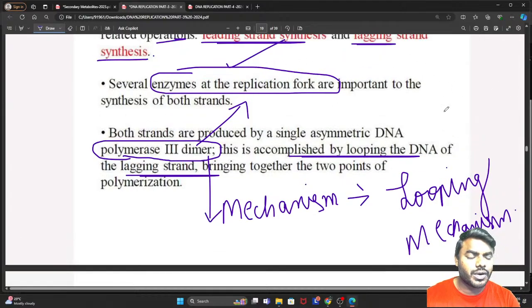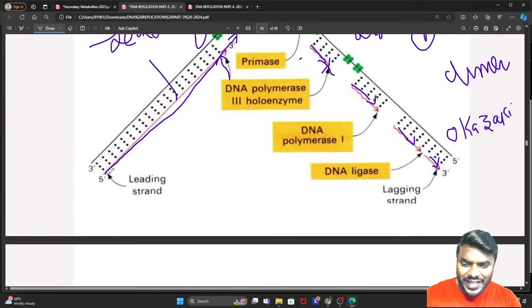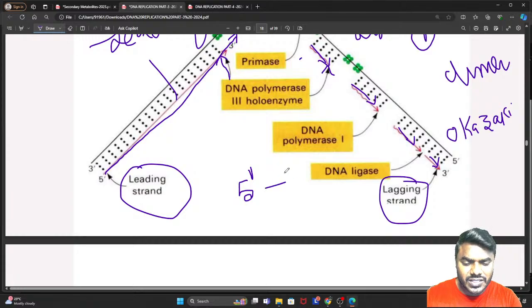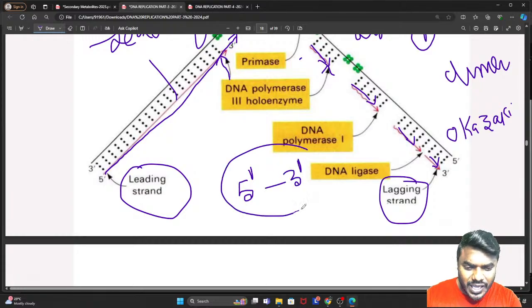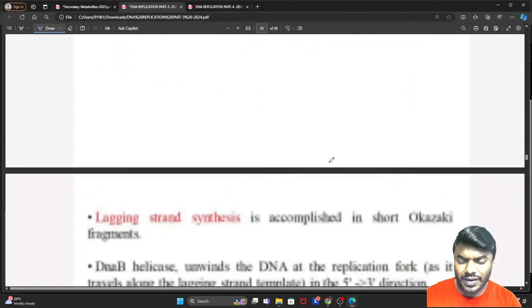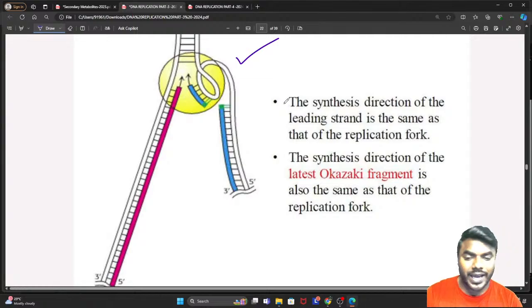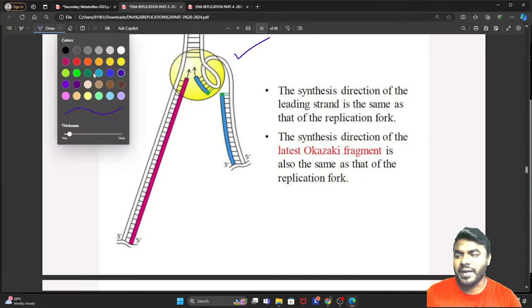I believe you all remember what I told you. Whether it is a leading strand or a lagging strand, what is the common point? The common point is that the daughter strand has to be synthesized in the 5' to 3' direction compulsorily. There is no point in getting confused there. All right, now let's try to understand. So this is called the looping mechanism. If you understand this diagram, most of your doubts will be cleared. Understand the concept, that's all.